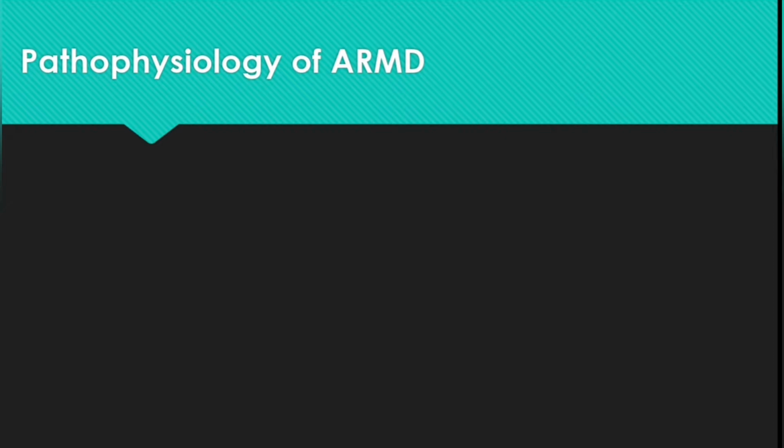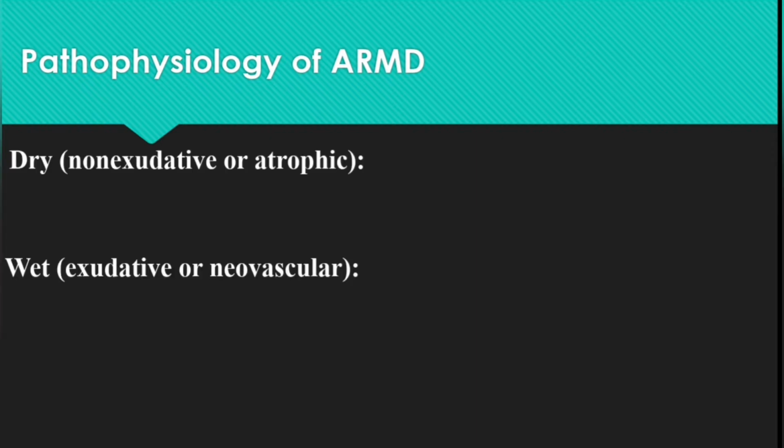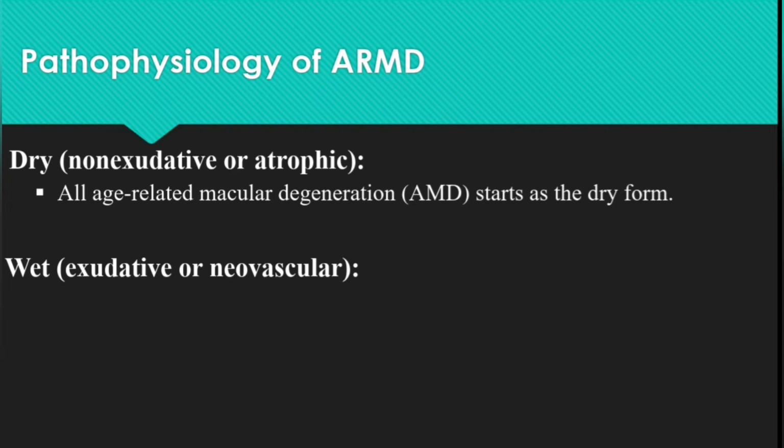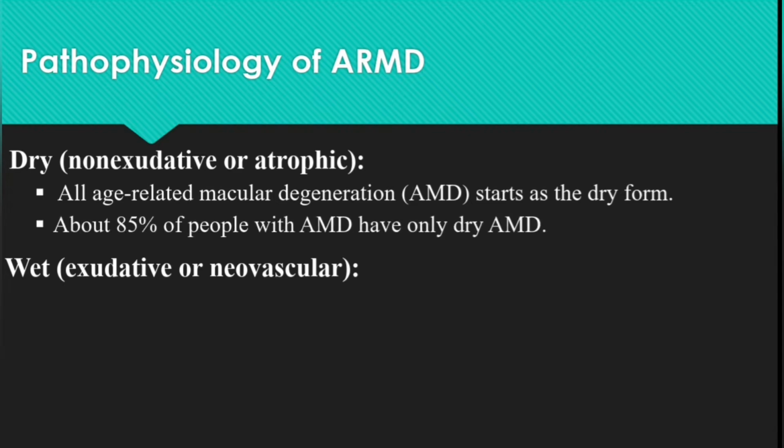Let's talk about the pathophysiology of AMD. Right, there are two forms. There is dry, or non-exudative, or atrophic AMD, and wet, or exudative, also known as neovascular AMD. Starting with the dry form, all age-related macular degeneration starts as dry form, and about 85% of people with age-related macular degeneration have only dry form. So about 15% will develop the much deadlier wet form.